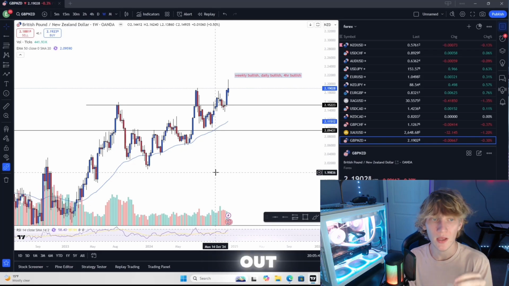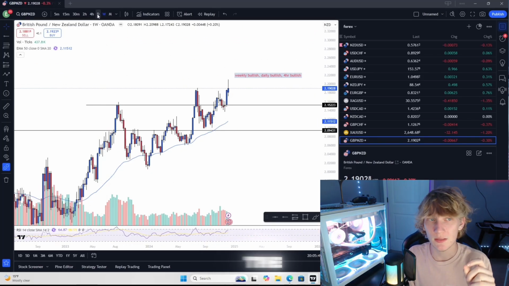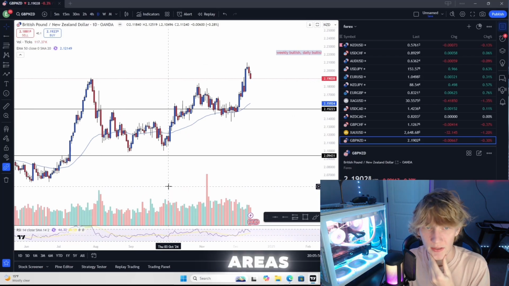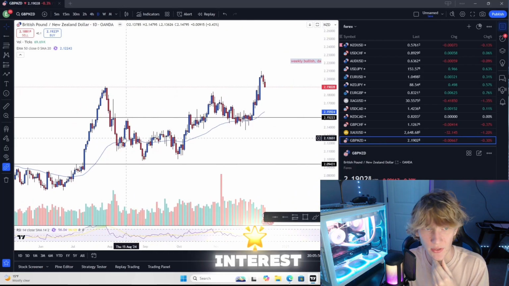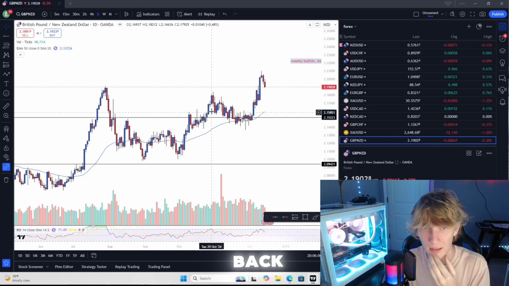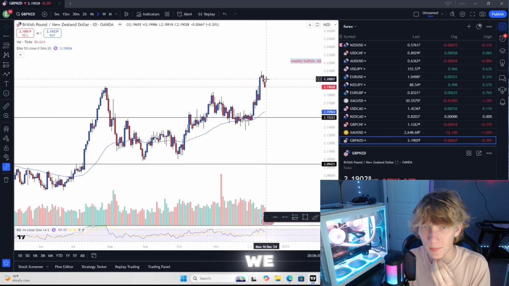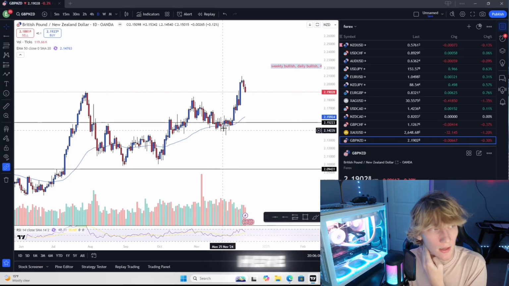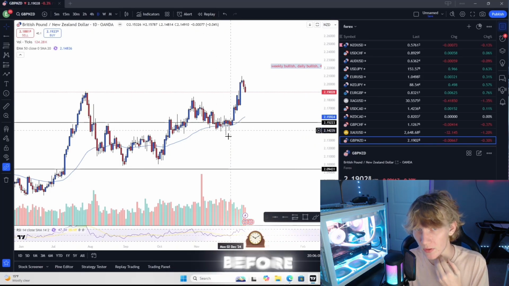And I line them out. Okay, so now what I'm gonna do is go down to the daily and see how price reacted on the daily to these areas of interest, or potential areas of interest. So we have a tap here, move to the downside, come back up, and then we spike off of it a little bit. You can see this consolidation right here at this area of interest before it spiked back up.